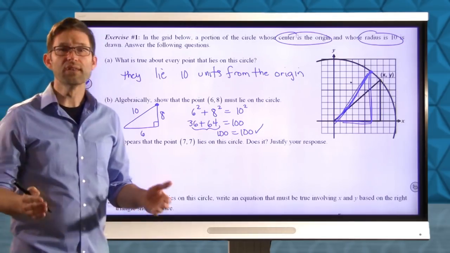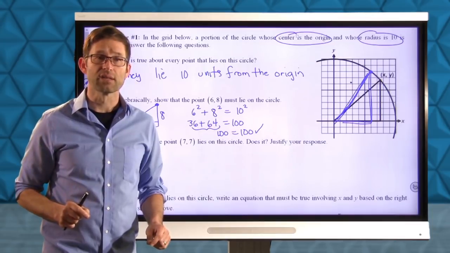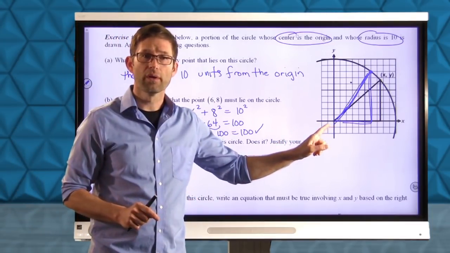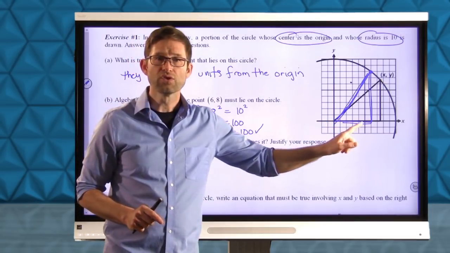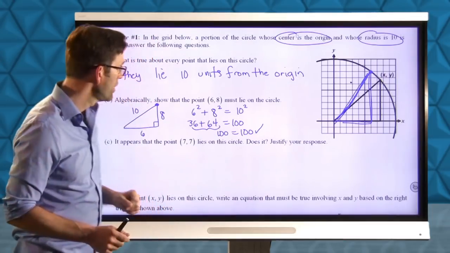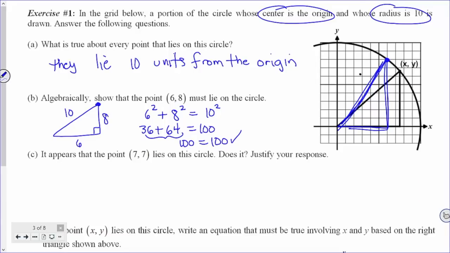You could also use the distance formula, and we're going to use that later on in this lesson. But for right now, especially because the center of our circle is at the origin, we can really just think about this in terms of a right triangle. All right? Now, letter C says, it appears that the point 7, 7 lies on this circle. Does it? Justify your response.